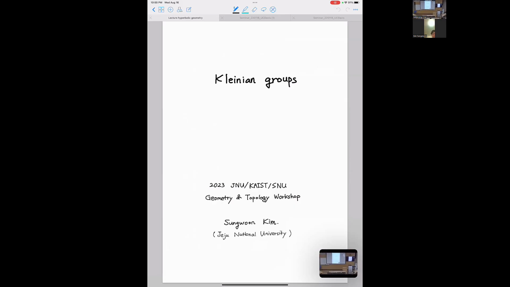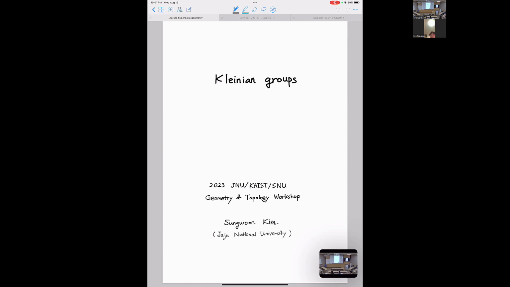Okay, so today I will talk about Kleinian groups. This is the key theory in hyperbolic three-manifold theory. There is a really great geometry and topology workshop going on. Anyway, I will talk about Kleinian groups and their properties and some important results about Kleinian group theory.